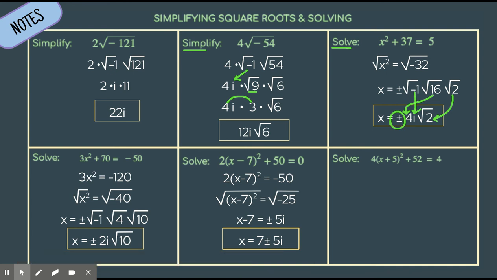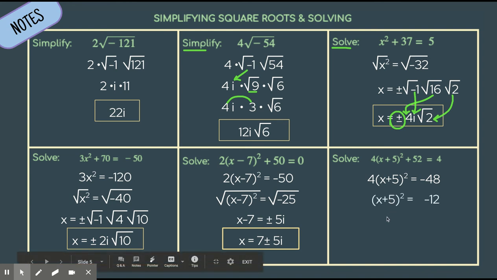All right, our last one on this slide, I'm going to subtract the 52 to the other side. 4 minus 52 is negative 48. I'm going to divide by 4 on both sides. Negative 48 divided by 4 is negative 12. And then I'm going to do the square root on both sides. And that's over here. That's going to make it just x plus 5.